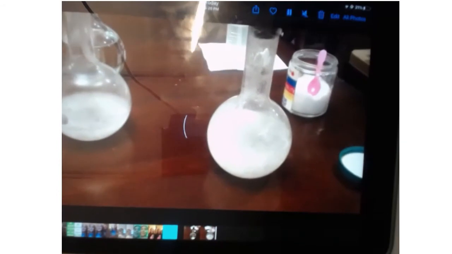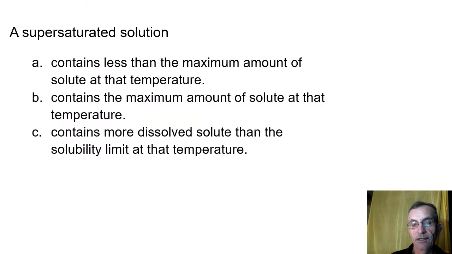Let's go ahead and move on to a couple more ideas. Oh, maybe we'll do a practice question, actually. Let's do a couple practice questions, see if this is making sense. A supersaturated solution contains: A, less than the maximum amount of solute at that temperature; B, the maximum amount of solute at that temperature; or C, more dissolved solute than the solubility limit at that temperature. Which one of those sounds like the best answer? Oh, it's C. You have more stuff dissolved than you should be able to, than the solubility limit. That's called a supersaturated solution.